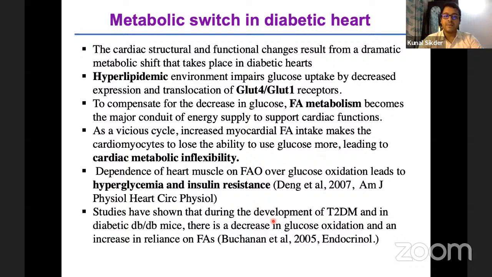And this kind of cardiac metabolic inflexibility is actually happening in the heart. So dependence of heart muscle on fatty acid oxidation over glucose oxidation leads to hyperglycemia and also insulin resistance. Because in diabetes, especially in type 2 diabetes, there is insulin resistance. You all know that, right? The insulin is there, but the body is unable to utilize it. So studies have shown that during the development of type 2 diabetes and also in diabetic db/db mice, which is a specific model for diabetes where the leptin receptor gene is knocked out, there is a decrease in glucose oxidation and increase in the reliance on fatty acids.